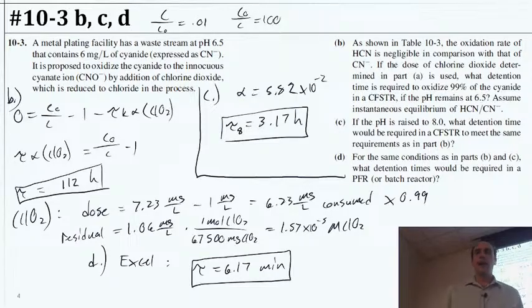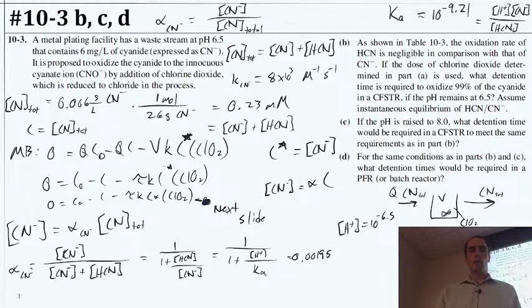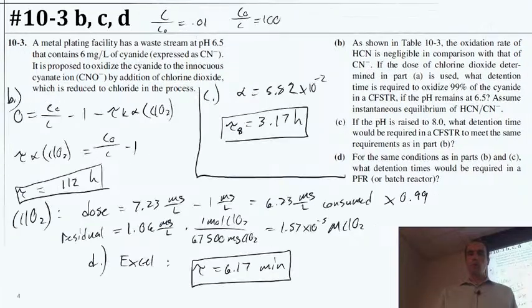Now, a quick aside, if we take a look at that alpha fraction 5.82, we compare that to what we had in the previous one, which was 0.195 times 10 to the minus 2. At pH 6.5, we have much smaller fraction of CN minus, which makes sense. We get more protonation at a lower pH. So when we bump up the pH, it's expected that we take a shorter amount of time. We certainly see that going from 112 hours down to 3 and a bit, 3 and a quarter almost.